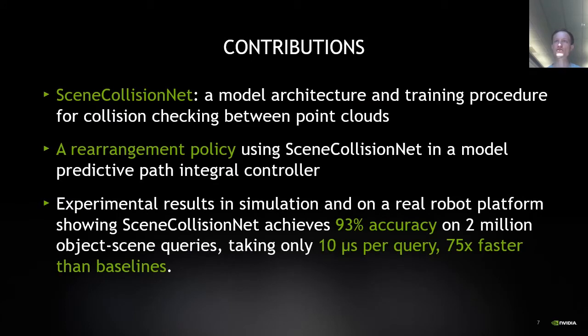To address this objective, we propose SceneCollisionNet, a learned collision checking model trained entirely on simulated partial point cloud data. We show how SceneCollisionNet can be integrated in a model predictive path integral controller to rearrange objects on a tabletop from a single view in both simulation and in physical experiments. We also show that SceneCollisionNet can be more accurate than previous methods when presented with partial point cloud data, and is also significantly faster due to its ability to batch up to 500,000 collision queries in a single forward pass.